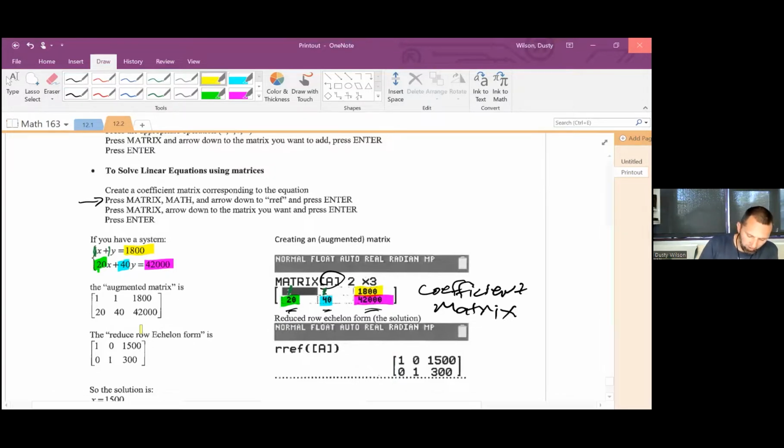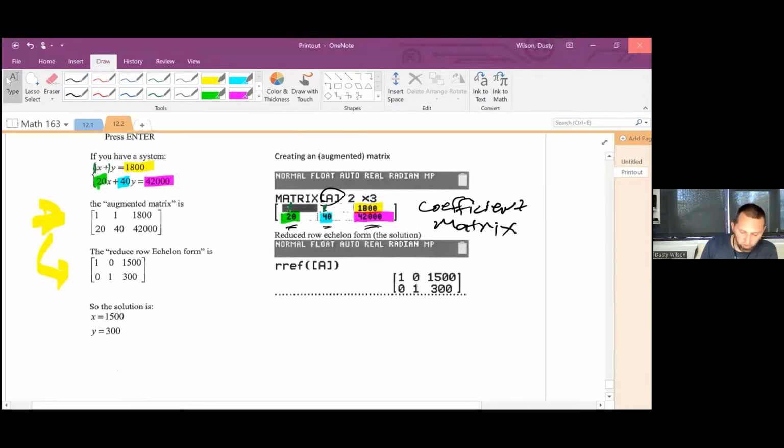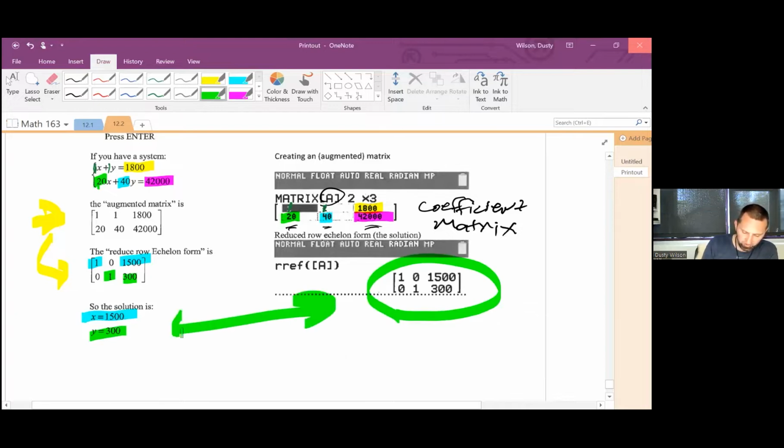And the cool part is we start here and then we end with this new reduced row echelon form, 1, 0, 1500, 0, 1, 300. And what this is telling us is that 1x plus 0y equals 1500. X equals 1500. And it's telling us that 0x plus 1y equals 300, or y equals 300. That's what this result is telling us. So it did all of the beginning algebra solving of a system of linear equations for us.